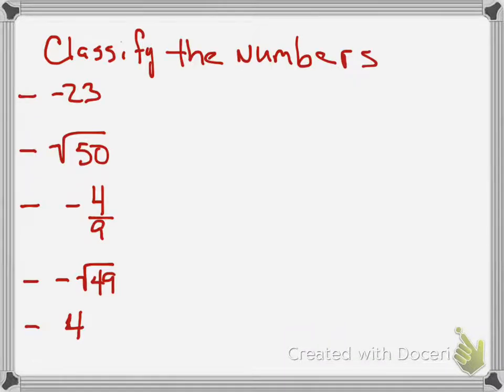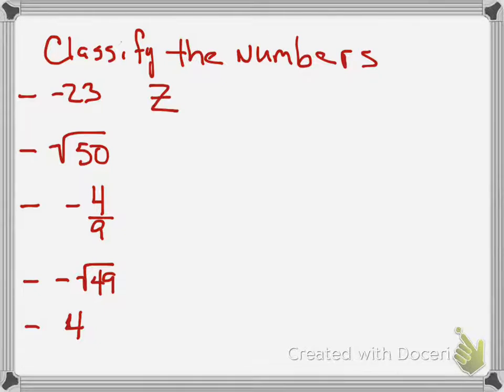Now, let's look at how we can classify these. Okay, so here's some bullet points. I got a -23, a square root of 50, -4/9, negative square root of 49, and a 4. Okay, so what is -23? That's an integer, because it's a negative number. It's not a fraction or anything like that, it's just a negative number. So that means that's an integer.